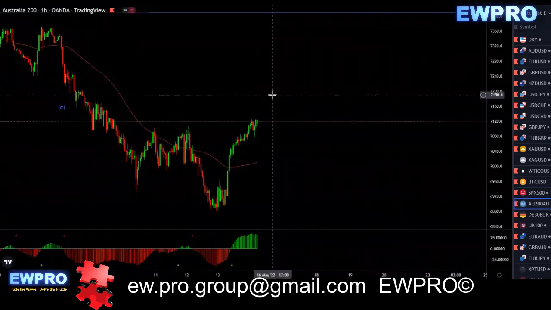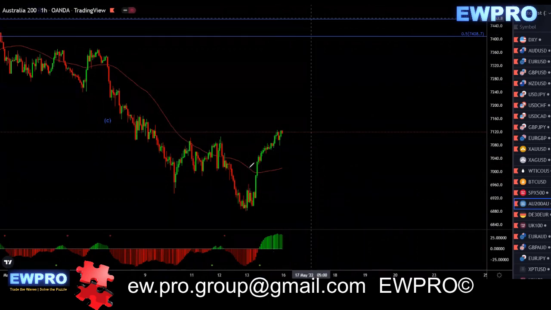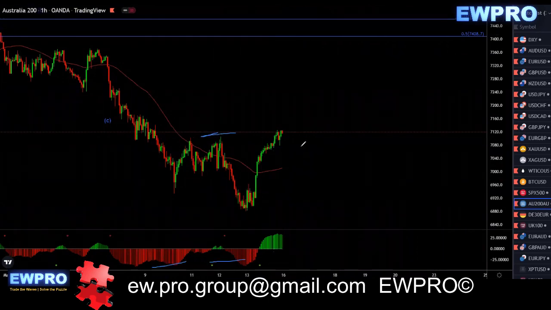AU 200. This one's looking better. We got the bullish divergence, we got the higher high. Wait for your correction and look for the buy.